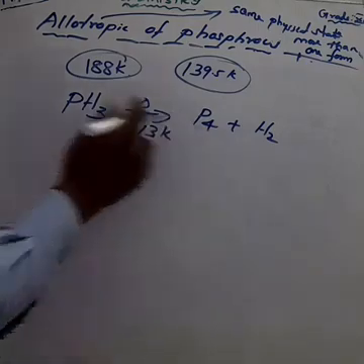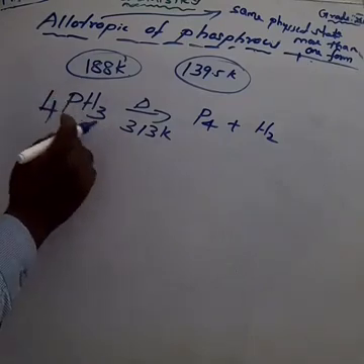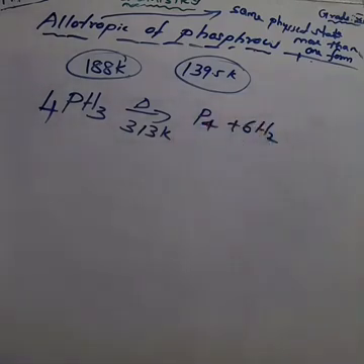There are 4 phosphorus on the product side, so make it 4 on the reactant side. Now for hydrogen, 4 threes are 12, so make it 6 H2. The equation is balanced. Next, about combustion. Combustion means burning with oxygen.